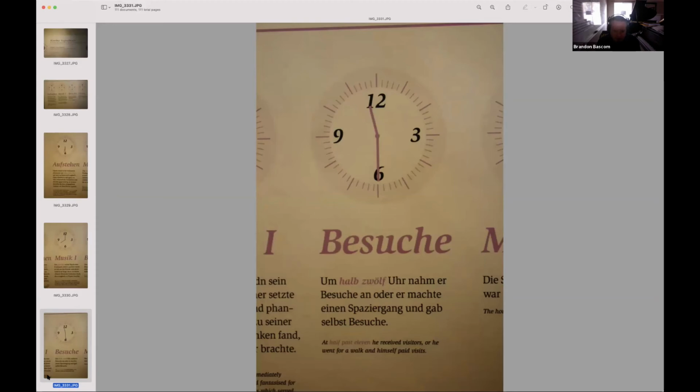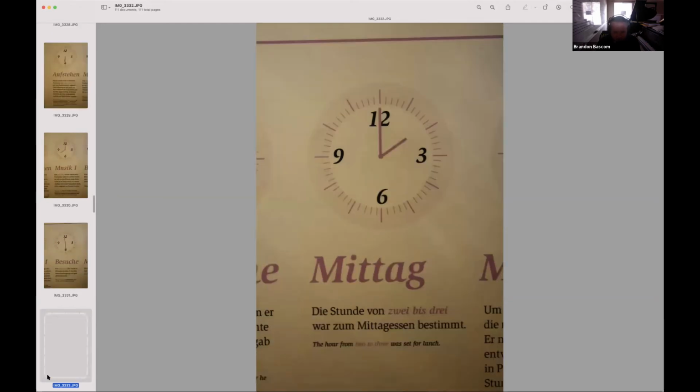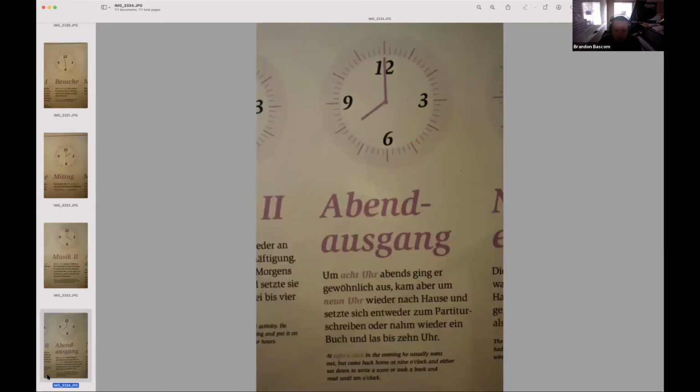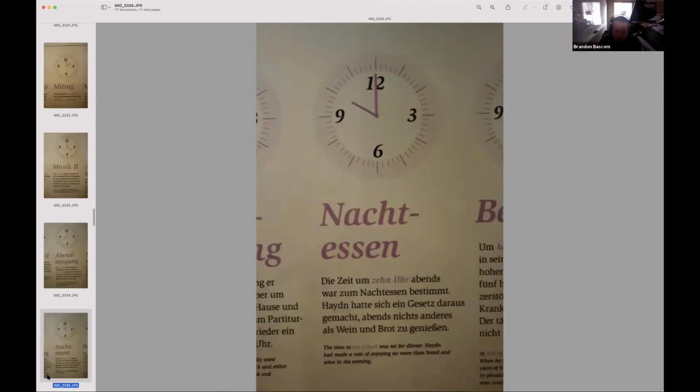At 11:30, he received visitors, or he went for a walk himself and paid visits. The hour from 2 to 3 was set for lunch. At 4 o'clock, he returned to musical activity. He then took the sketch made that morning and put it on a score, for which he took 3 to 4 hours. At 8 o'clock in the evening, he usually went out, but came back home at 9 o'clock and either sat down to write a score or took a book and read until 10 o'clock.